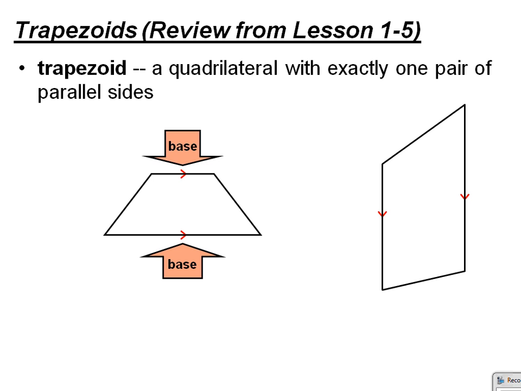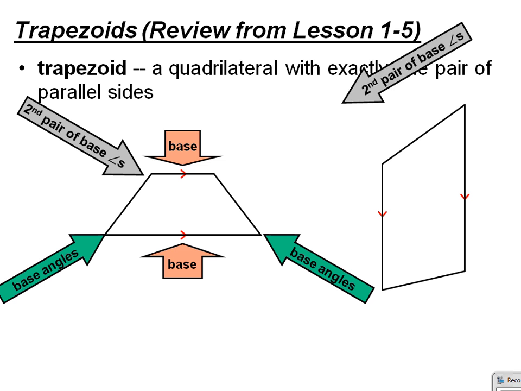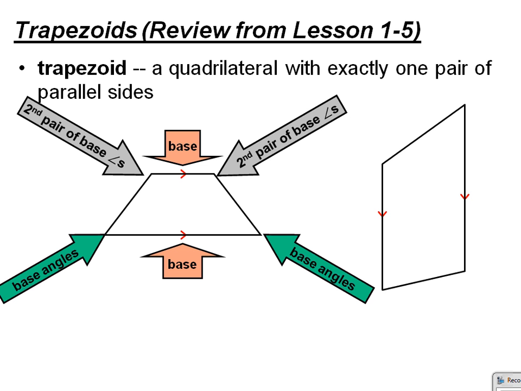Now, there are a couple of vocabulary words that we need to discuss with trapezoids. The first one is the bases. The parallel sides in a trapezoid are referred to as the bases. And in addition, trapezoids have what are called base angles, the angles that are formed by the base. And there are actually two pairs of base angles in a trapezoid.